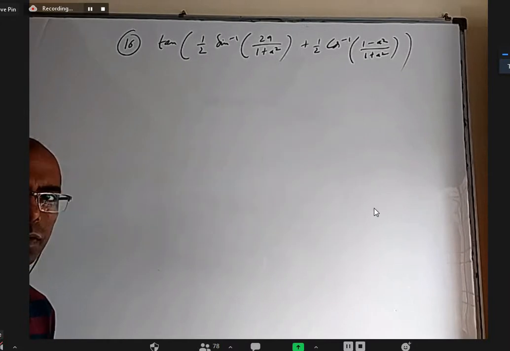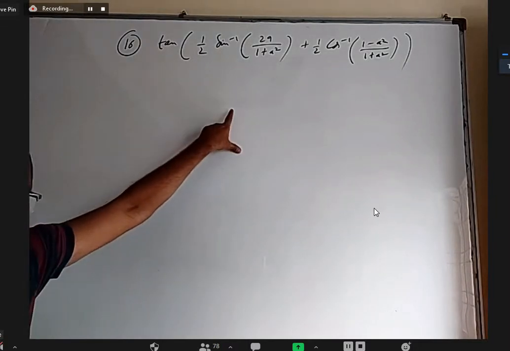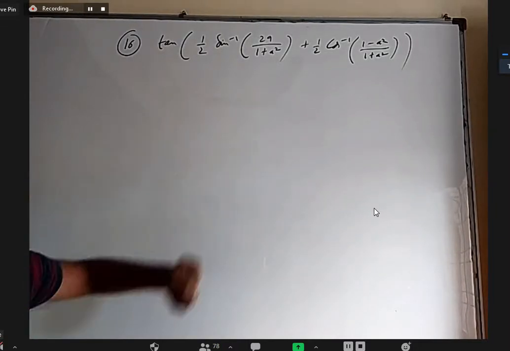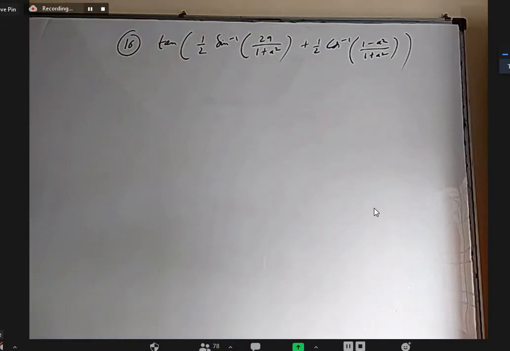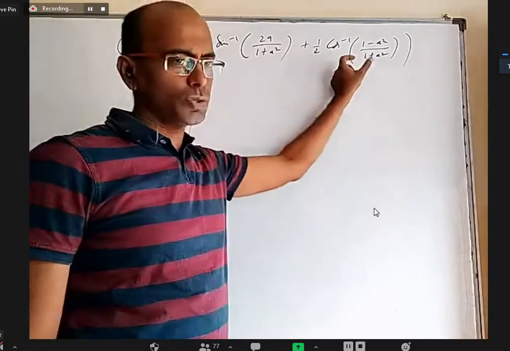Yes, sir. We do want to give an idea by looking at 2a by 1 plus a square here and 1 minus a square by 1 plus a square here. How should we proceed? It resembles sin 2a, but 2 tan a by 1 plus tan square a. So what should I take? Small a equal to what? Tan a, or tan theta. Yes, this resembles the sin 2 theta formula, and this resembles the cos 2 theta formula. Okay.